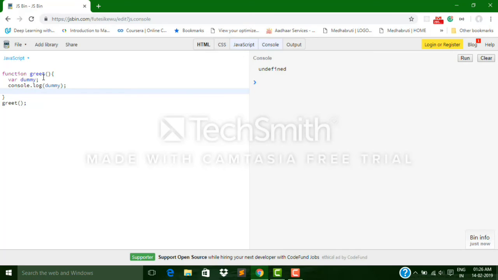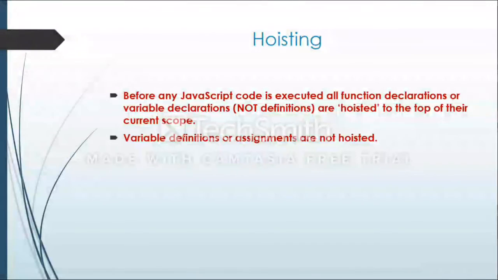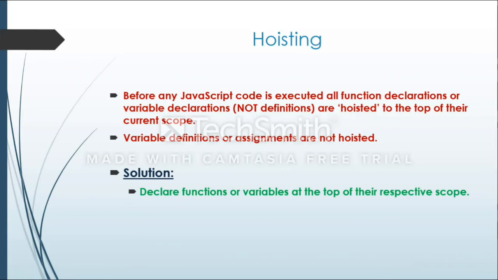If I simply assign the variable at the top of its current scope, I will get 12. So that's the concept of variable hoisting and function hoisting in JavaScript. So we can see there are many problems of hoisting in JavaScript. So how to overcome it? There is only one solution. Declare the functions or variables at the top of their respective scopes. So you can take it as a rule of thumb and implement it.